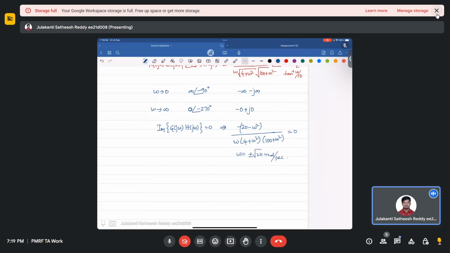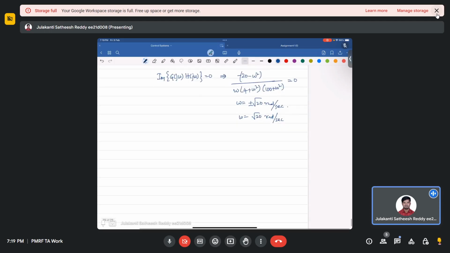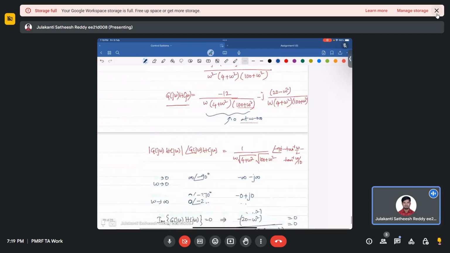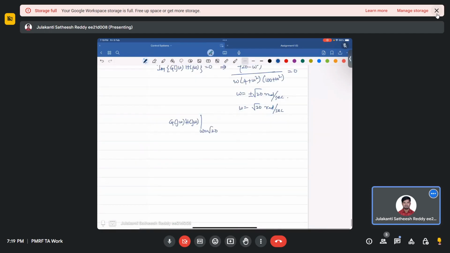So we are talking about only positive frequency. We should check that the suitable solution is root 20 radians per second in the 0 to infinite frequency range. So what is its magnitude now? What is its value? G of j omega, h of j omega at omega equals root 20. Now if you make this, what will you have? You will have minus 12 by root 20.